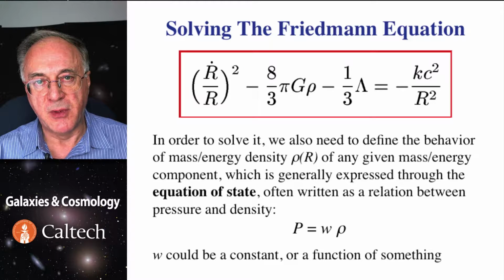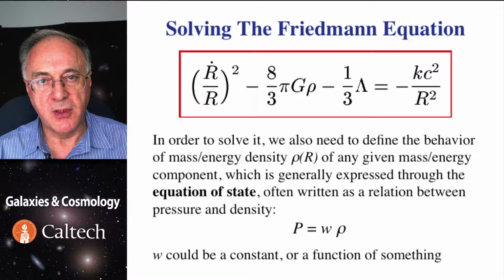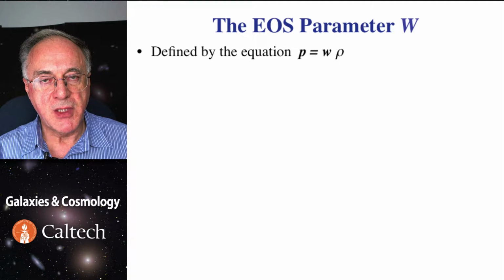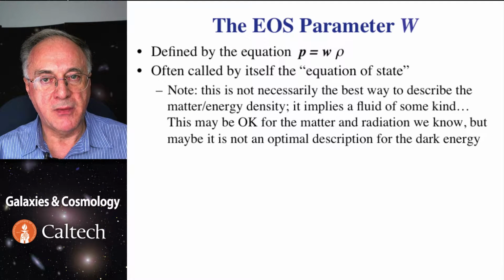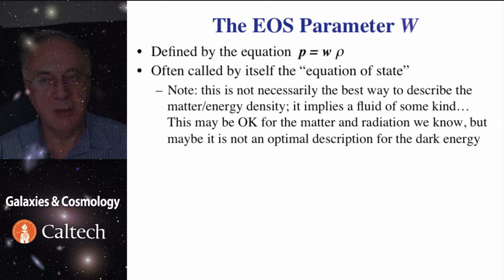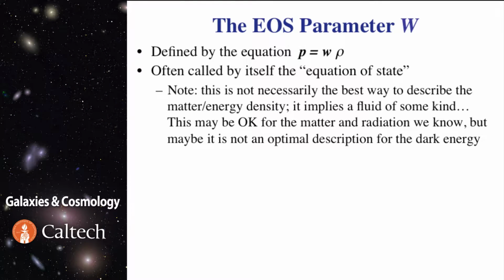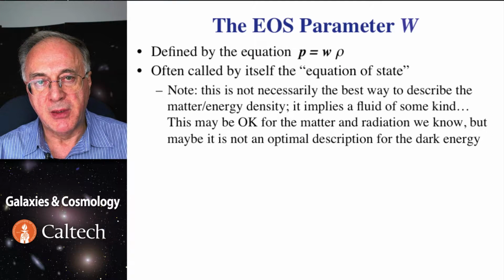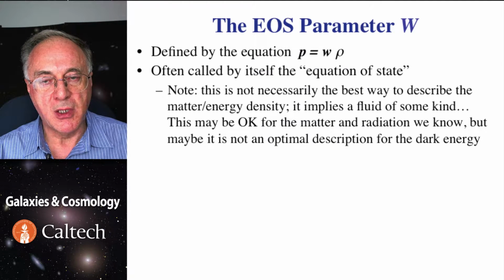In its simplest form, it is just a multiplicative constant, usually denoted as little w. So the equation of state parameter itself is sometimes called the equation of state. And note that this is a fairly arbitrary functional form. In principle, equation of state could be much more complicated. However, this is the simplest one, and so it's a good starting assumption unless it's proven that something else happens.